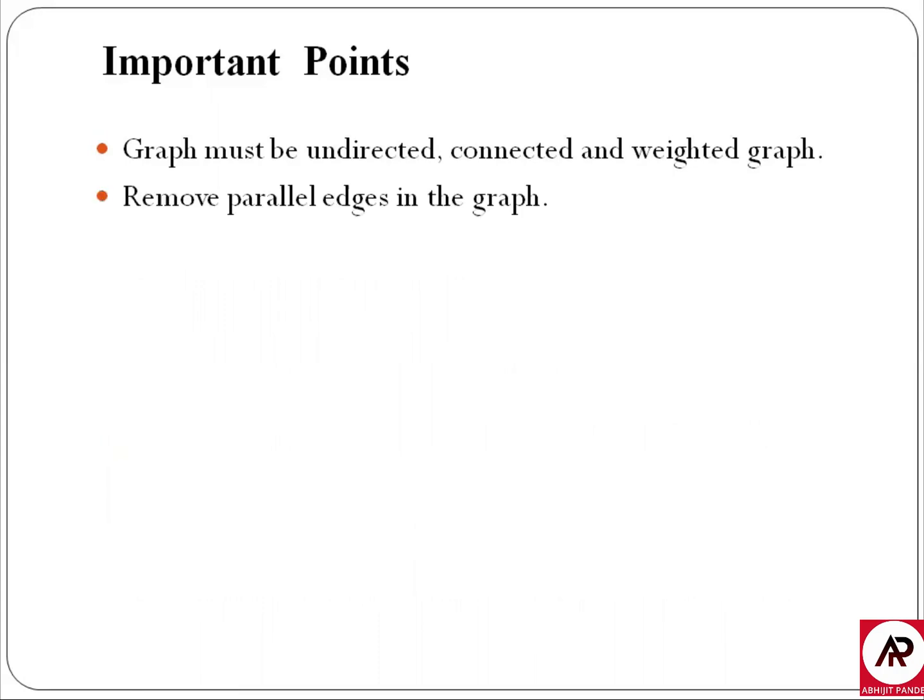The second important point is if our graph consists of parallel edges, then we have to remove them. If there exists more than one edge between two vertices, then those edges are called parallel edges. For example, if we consider the scenario here between node A and node B, there exist two edges. One has cost 5 and the second has cost 7. These are parallel edges. If such a scenario is present in our graph, then we have to remove that.